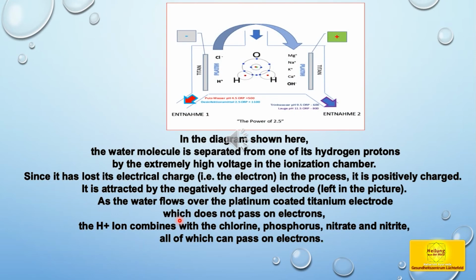In the diagram shown here, the water molecule is separated from one of its hydrogen protons by the extremely high voltage in the ionization chamber. Since it has lost its electrical charge in the process, it is positively charged. It is attracted by the negatively charged electrode, left in the picture. As the water flows over the platinum-coated titanium electrode, which does not pass on electrons, the H+ ion combines with the chlorine, phosphorus, nitrate, and nitrite, all of which can pass on electrons.